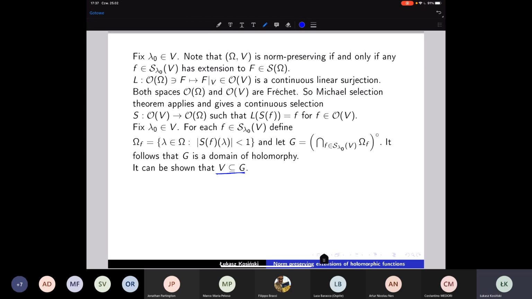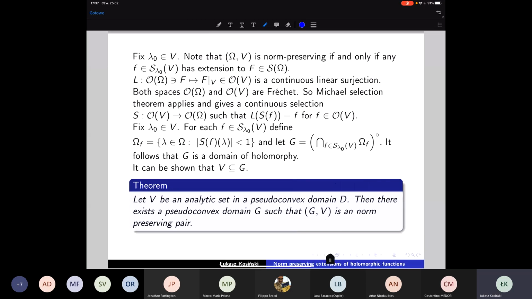So if we gather these things together, we obtain the following theorem. If V is an analytic set in a pseudo-convex domain omega, then there exists a pseudo-convex domain G contained in omega, such that G, V is an NP pair. Which means that for any V we can find such G.